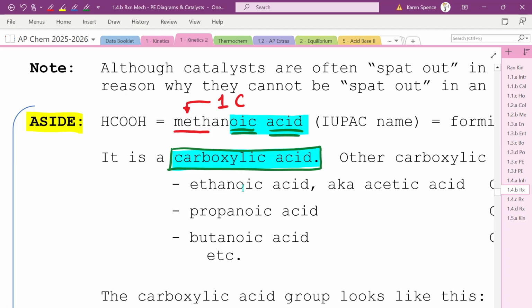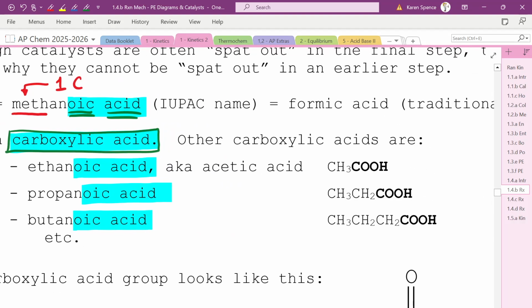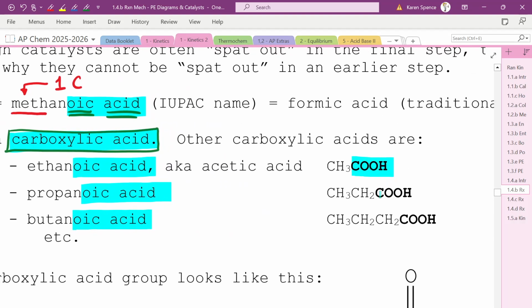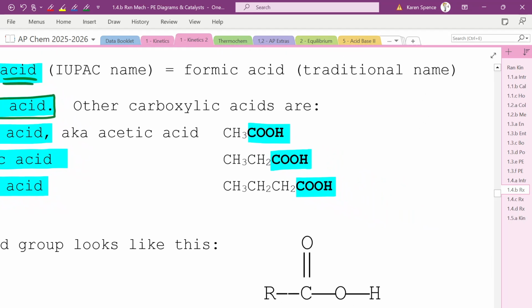So you can have ethanoic acid, propanoic acid, butanoic acid. Do you know what the ending of those acids looks like? Their formula ends in COOH. Okay, and this COOH is what is known as a functional group.